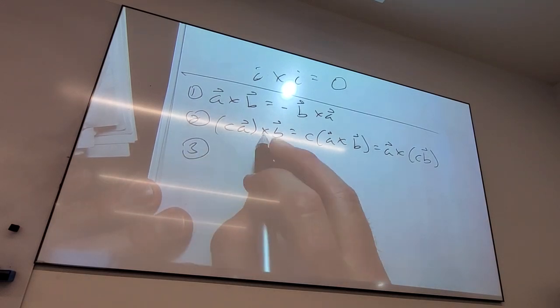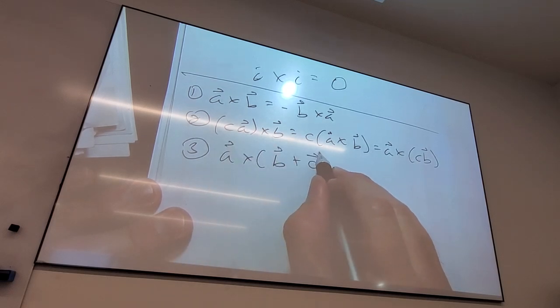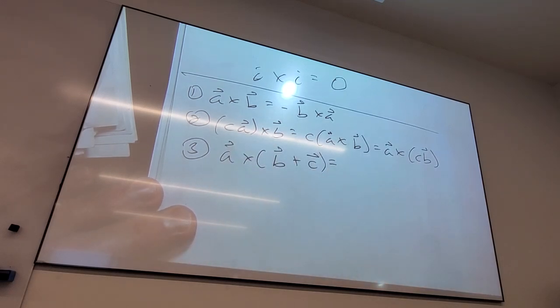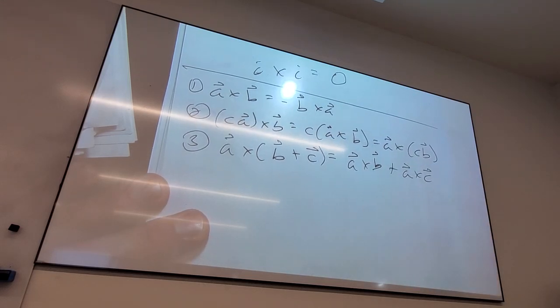Similar property with dot products. What do you hope this is? A cross B plus A cross C. And it is?